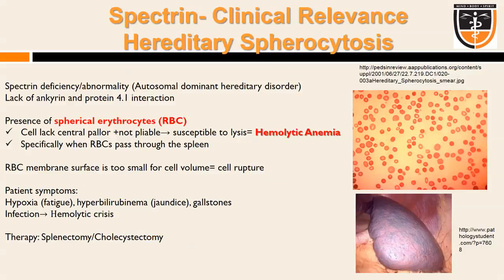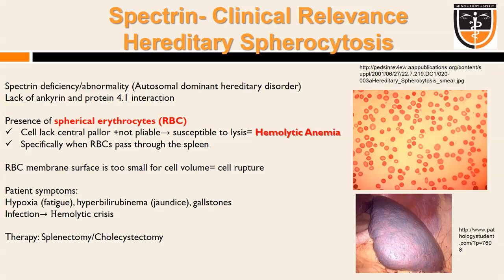So the condition, the disorder, is hereditary spherocytosis. It's a condition where there is a spectrin deficiency or abnormality in these individuals. They might have abnormal spectrin, or they might not produce enough spectrin. It's an autosomal dominant hereditary disorder, so you see that it can be carried easily. It's a very common question on boards, and you might see this. This is not that rare.